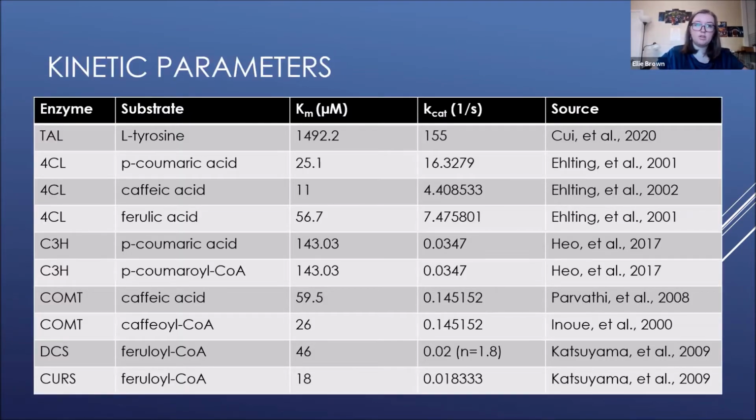These are the kinetic parameters that we found in literature. They all have Km and Kcat values. DCS down here, for the ferulyl-CoA substrate, has 1 more: the Hill equation slope, n, which is 1.8.